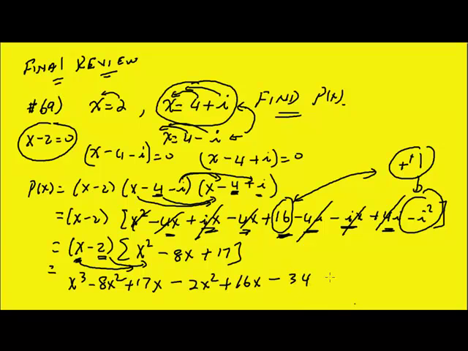Okay, so I got one last step to go. I have x to the third. That x squared and that x squared come together, I get negative 10x squared. And then 17x plus 16x come together. I'm going to get plus 33x. And then I have a minus 34. And that's my final answer.